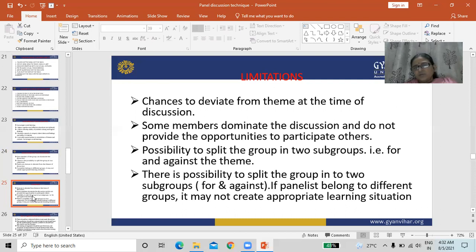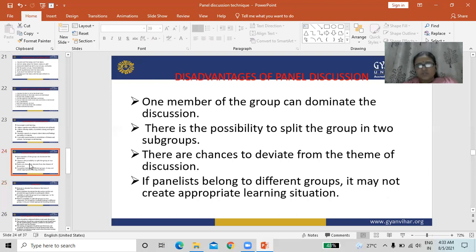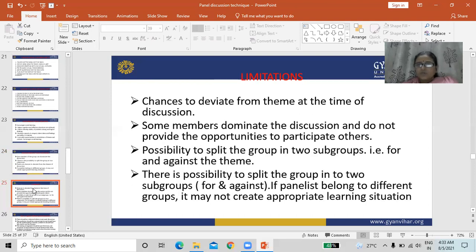Possibility to split the group into two subgroups against the theme. There is a possibility to split the group into two subgroups if the panelists belong to different groups. It may not create appropriate learning situation. So these are points we already discussed in disadvantages, and I include this type of point in my limitation also.